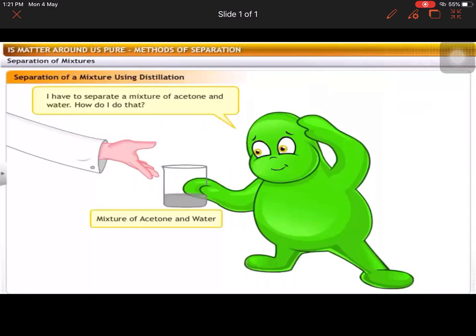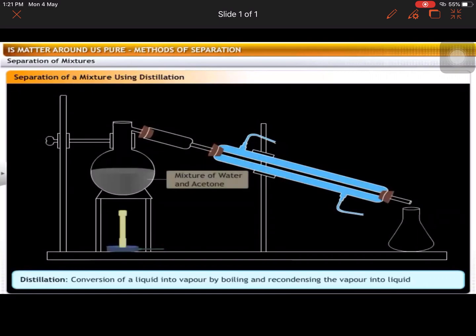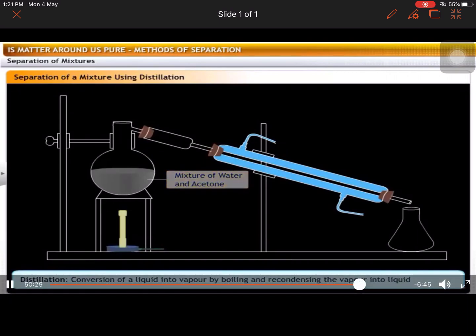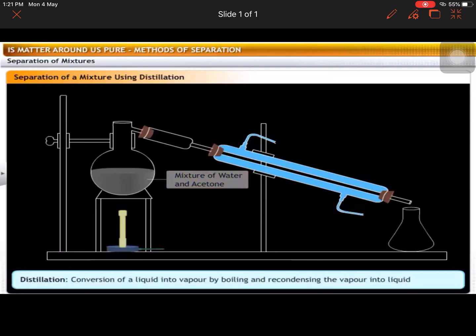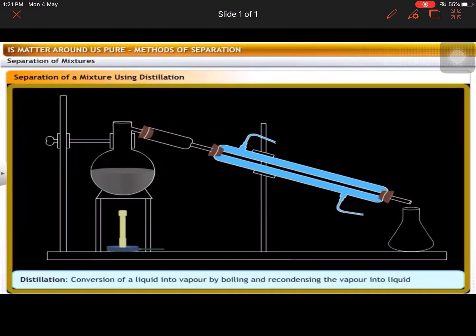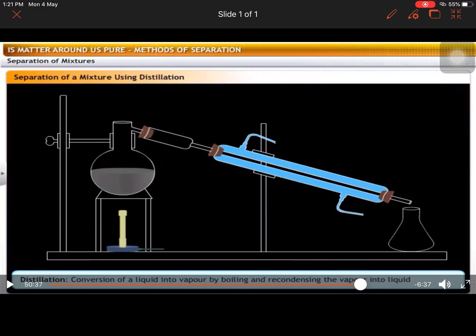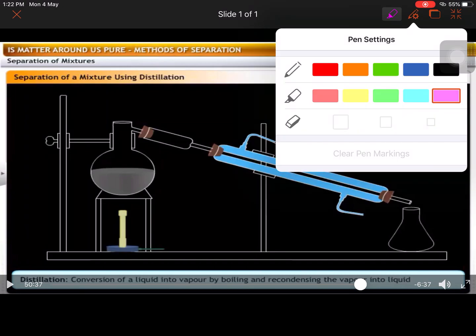I have to separate a mixture of acetone and water. How do I do that? To separate a mixture of water and acetone that form a miscible liquid pair, set up the apparatus as shown in the diagram. So the mixture of water and acetone, what does it mean? What is water?